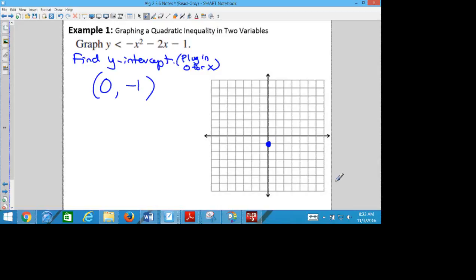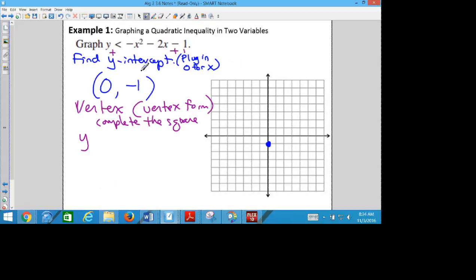This one I'm going to do vertex form. So we're going to find the vertex next. And this one we're going to do vertex form, but I'll review the other ways. So to put in vertex form, we're going to complete the square, which will be on your test next week. Complete the square. So to start, you're going to add that 1 to the other side.